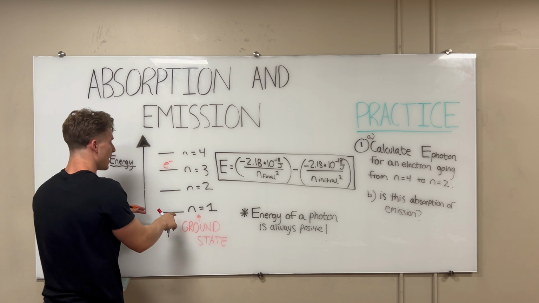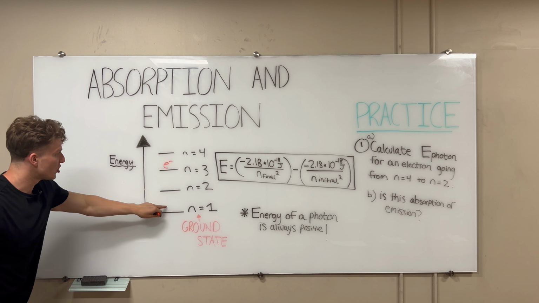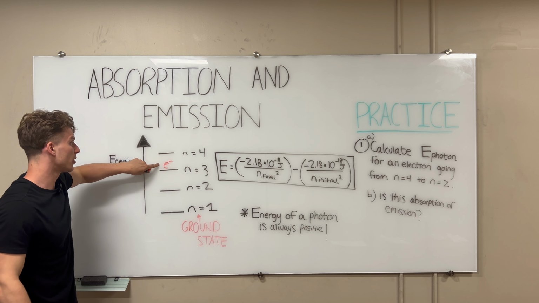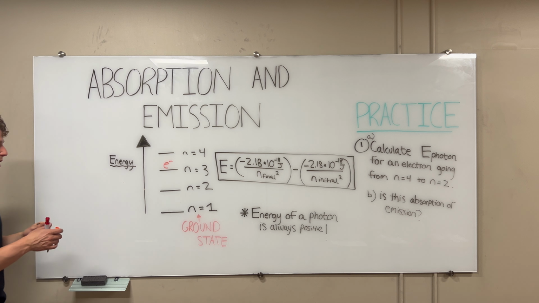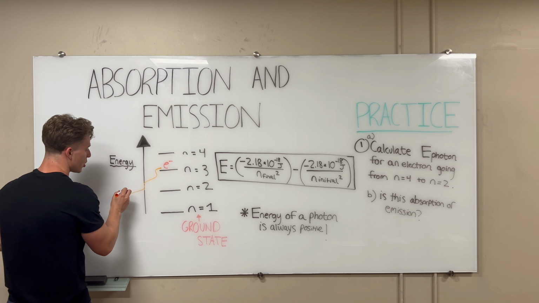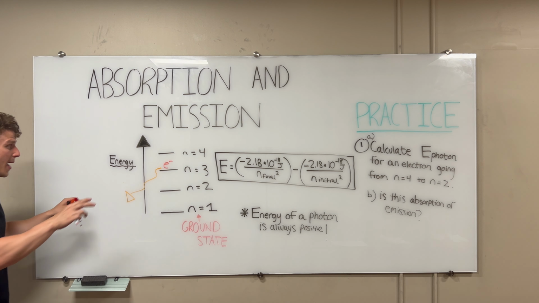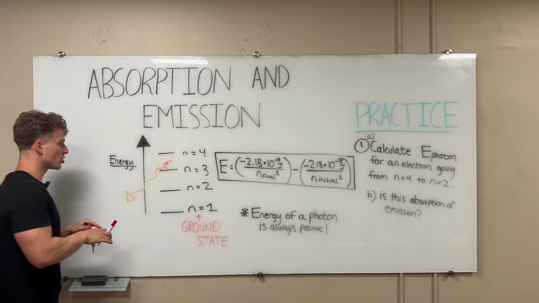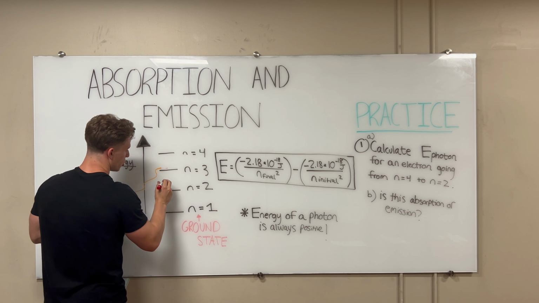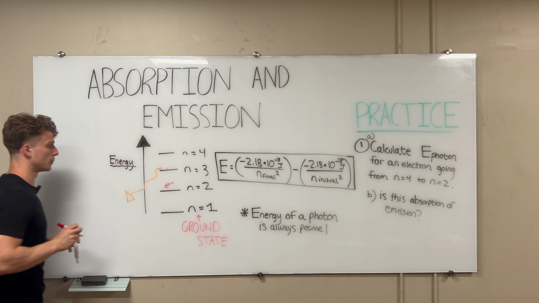Absorption is giving an electron energy so it can reach a higher energy level. Emission is taking an electron at a higher energy level and bringing it to a lower energy level. Now, in order for this to happen, we're actually going to have to emit some energy, right? Once this electron can emit this energy successfully, we can then bring it to the n equals 2.